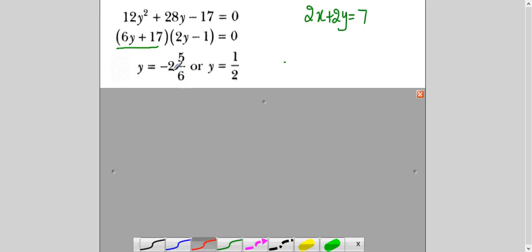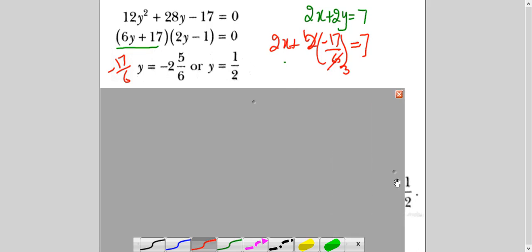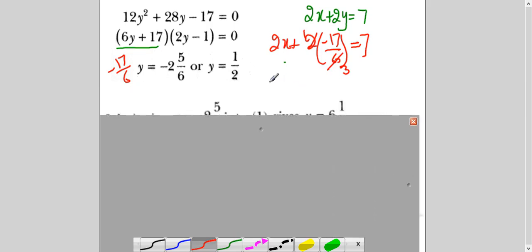For example, this one: 6 2s are 12, 13, 14, 15, 16, 17. So it is minus 17 upon 6, okay? Let me substitute the value of y here to get x. So it will become minus 17 upon 6 equals to 7, okay? 2 1s are 2, 2 3s are 6. So it will become 2x equals to 7 plus, I'm taking it to the other side, 17 upon 3, right?